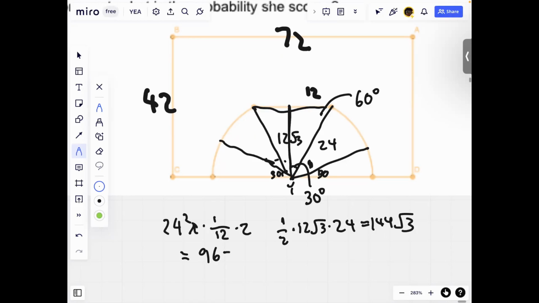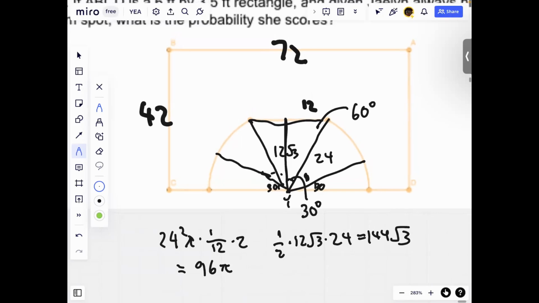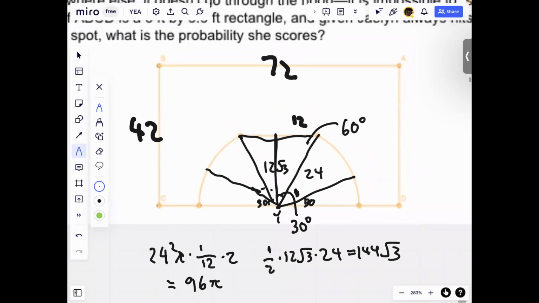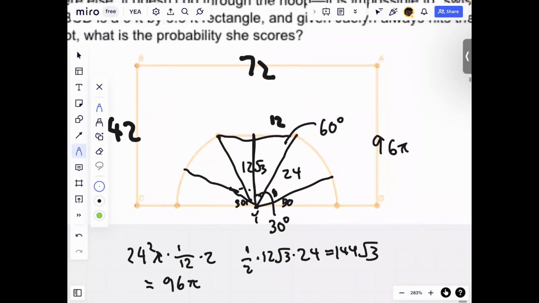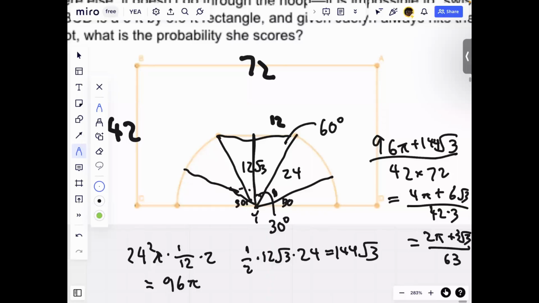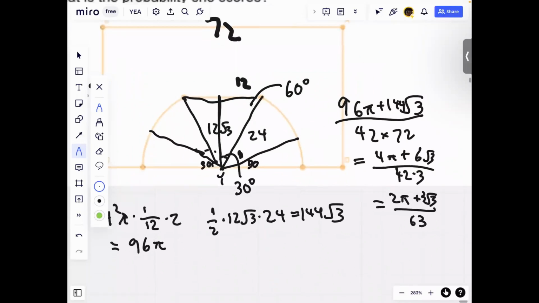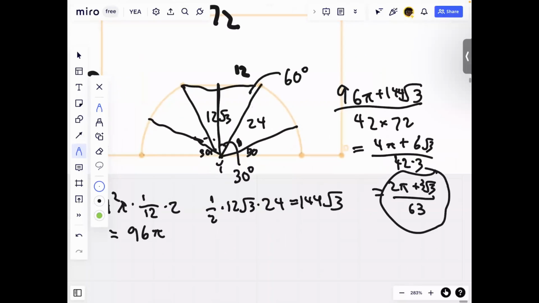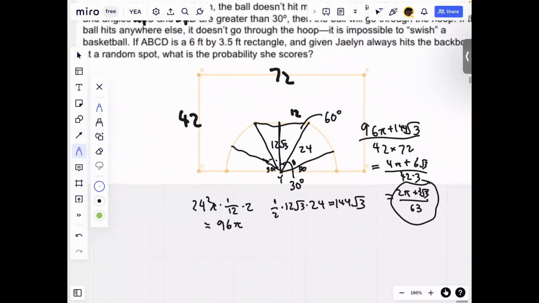So this is equal to 96 pi. So the total area that she can hit is 96 pi plus 144 square root 3, and the total backboard is 42 times 72. So therefore this is just equal to 2 pi plus 3 square root 3 over 63. So that's the answer to the problem.